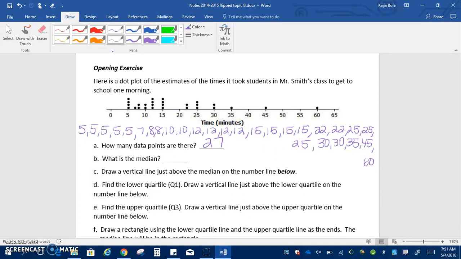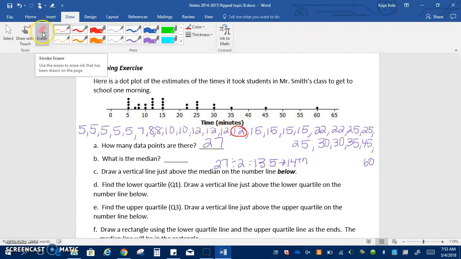So now the first question is, what's the median? If we think back and we do 27 divided by 2, we would get 13.5. So our 14th value is our median. So I'm going to count in 1, 2, 3, 4, 5, 6, 7, 8, 9, 10, 11, 12, 13, 14. So this 12 here, the last 12 before the 15, should be your median.